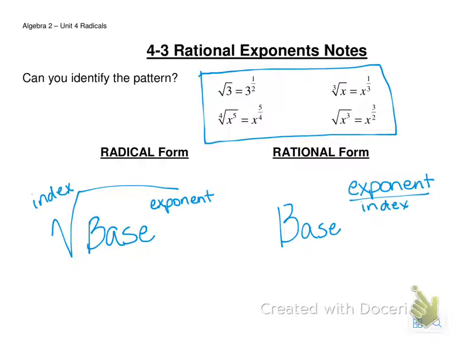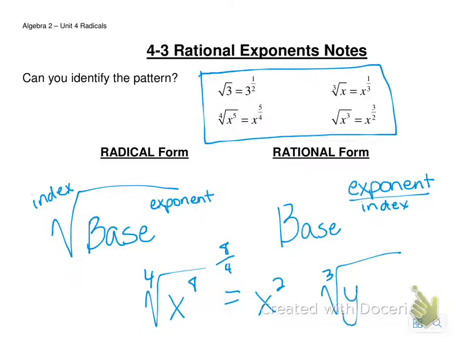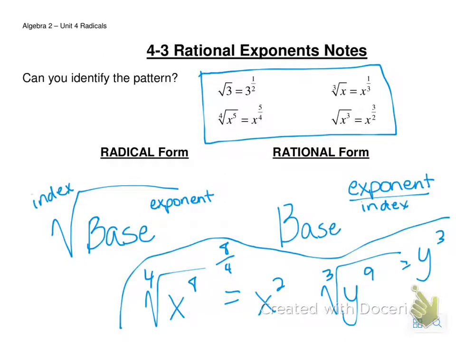For example, when we had the fourth root of x to the 8th, you would tell me that that is x squared. So what you were really doing that you didn't know, but you were really taking 8 divided by 4. Okay? Or if I said, what's the third root of y to the 9th, you would do 9 divided by 3 and tell me the answer was y cubed. So you've been doing this, you just didn't really know that there was a pattern. So now you can see the pattern. We have exponent over index when we write these in rational form.